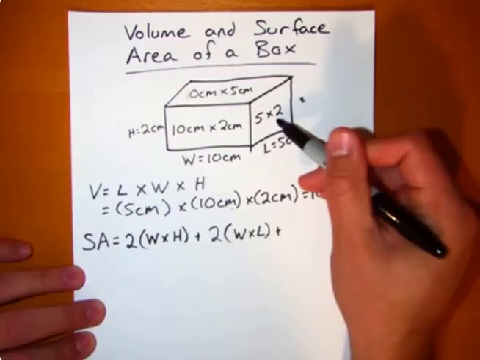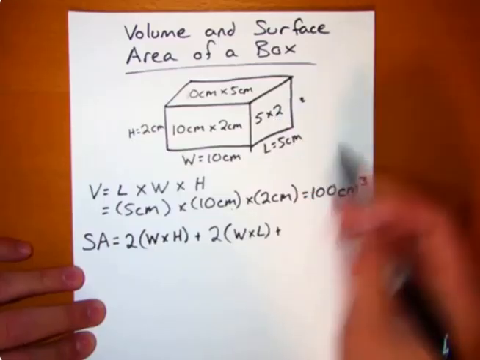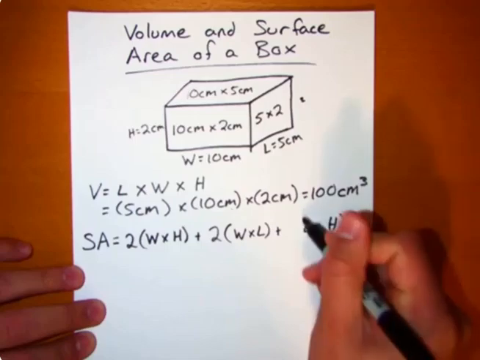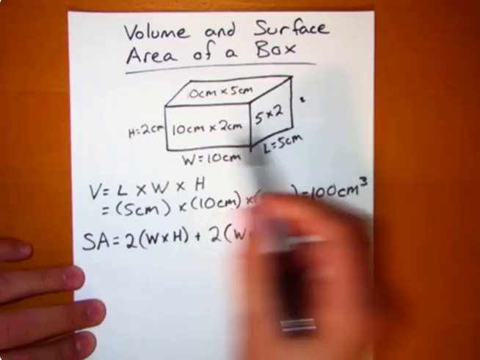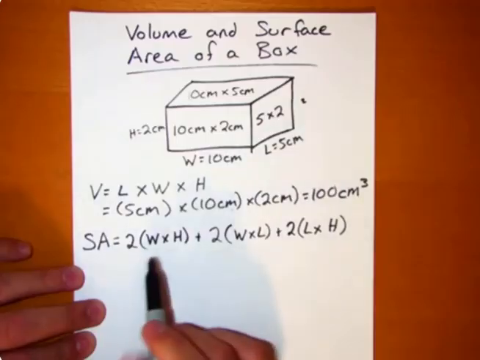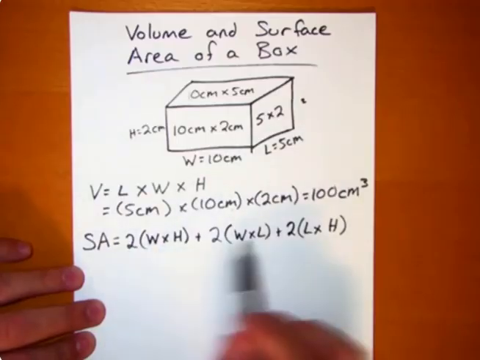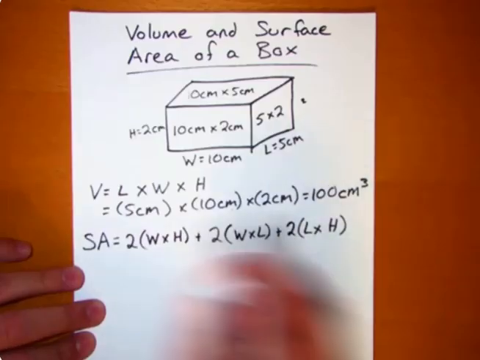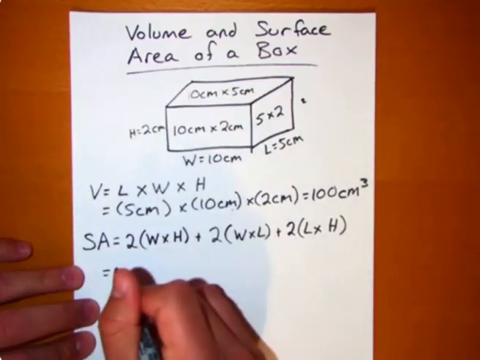And then finally there's this face, which is the length times the height. And again, if there's this face here, there's another one just over here somewhere, so there are 2 of them. So this side, there are 2 of them. This face, there are 2 of them. This face, there are 2 of them. So a total of 6 faces on this box. And we just go ahead and plug in here.